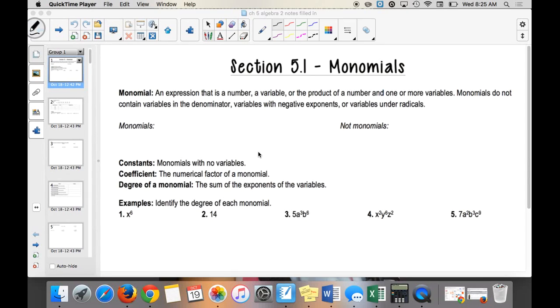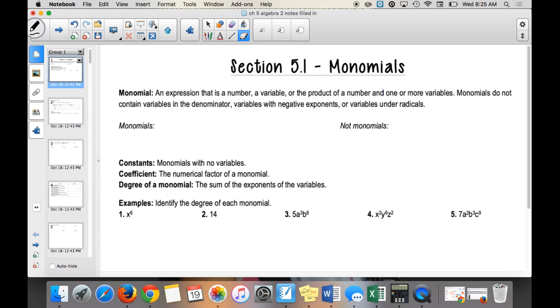Right, so we're going to start dealing with polynomials and monomials. All right, so section 5.1 is on monomials. Monomials are just one term. You don't have a term added to another term and so on.